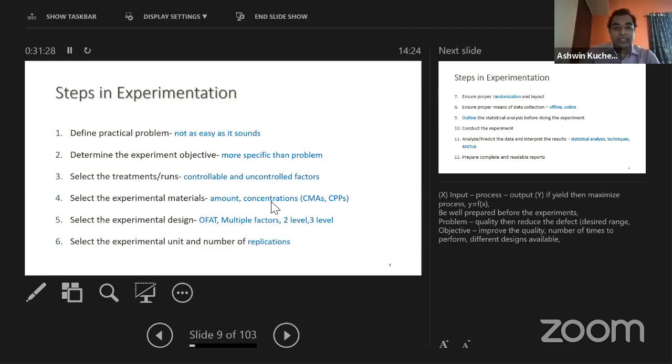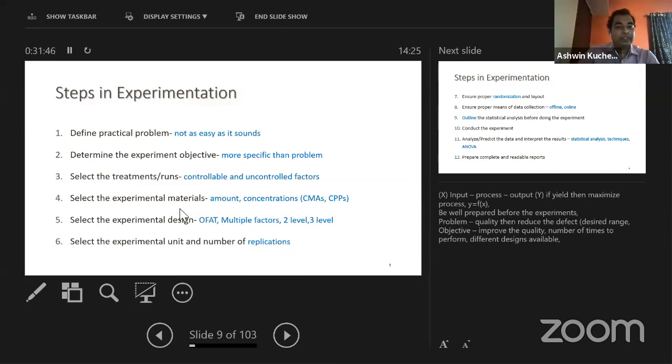First identify the numbers, then select for the design. Select the experimental methods and materials. Experimental materials can be CMAs, critical material attributes, or critical process parameters. It can be amount, concentration, levels, or the process parameters. The next point is select the experimental design.